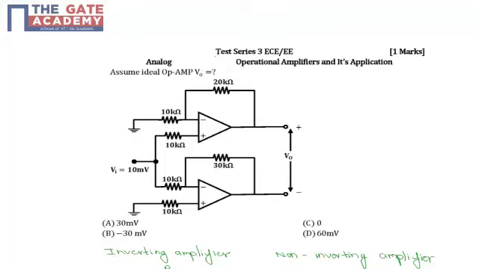Hello students, the given question is from test series 3, subject analog, from the chapter operational amplifier and its application. The question is of 1 mark. Assuming an ideal op amp, we need to calculate the output voltage, that is V0. This is the given circuit.